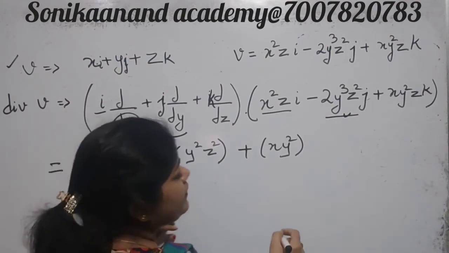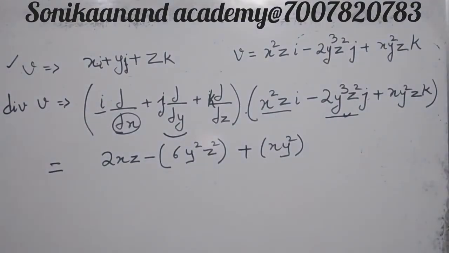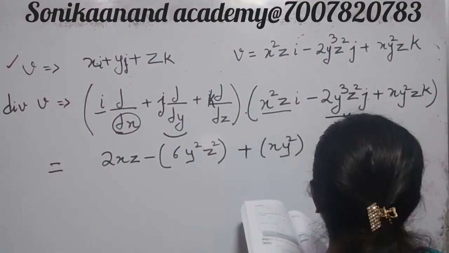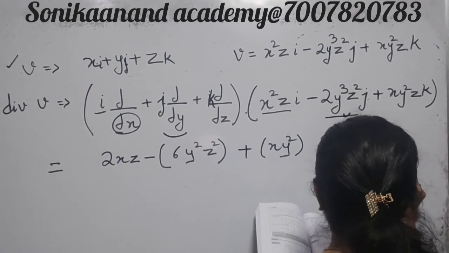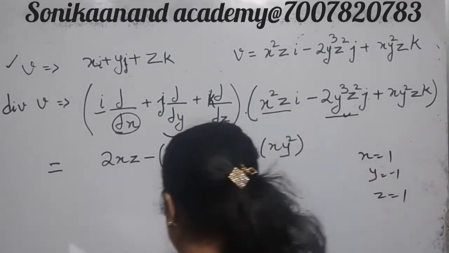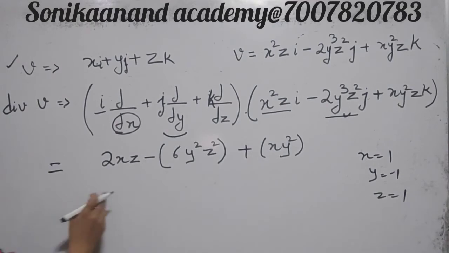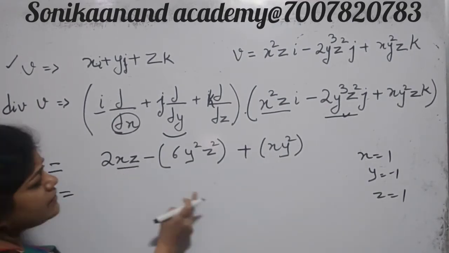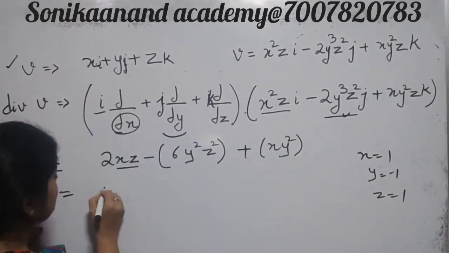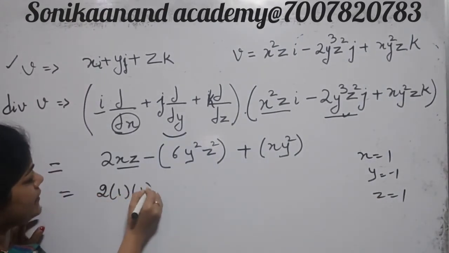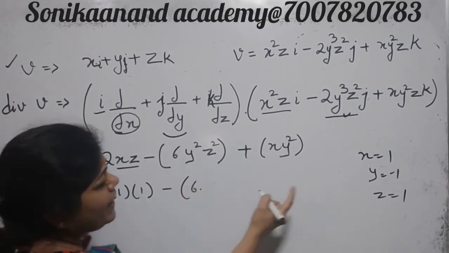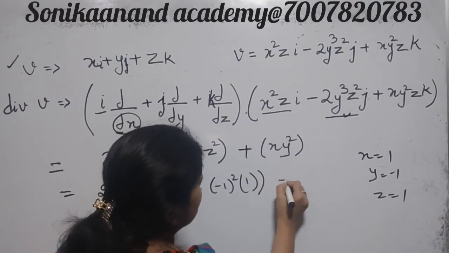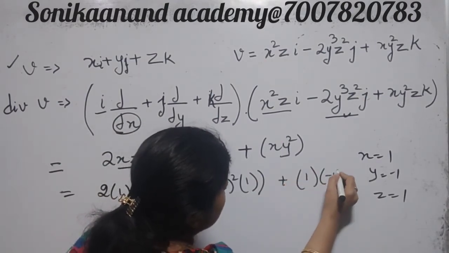If for example we have different values to evaluate the answer, and the values given are x is equal to 1, y is equal to minus 1 and z is equal to 1. Then what is the value of the divergence of this function? Okay, just see here. Here x and z are there. x is 1, z is 1. So we get 2 into 1 into 1. And minus 6 y square, that is minus 1 square, z square, that is 1. Then x 1, y minus 1 whole square.